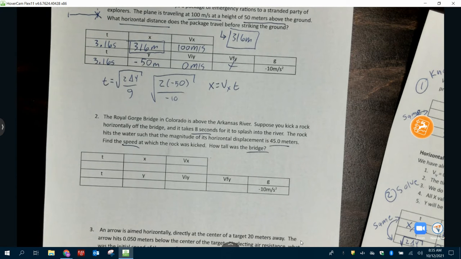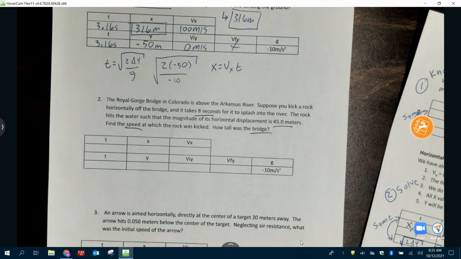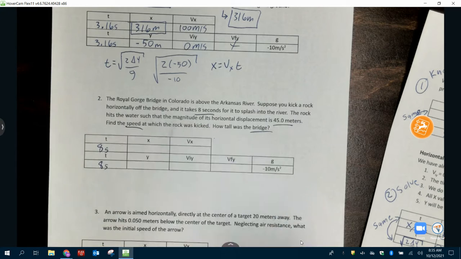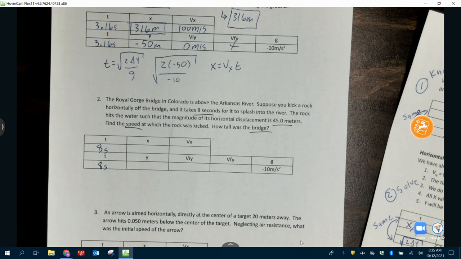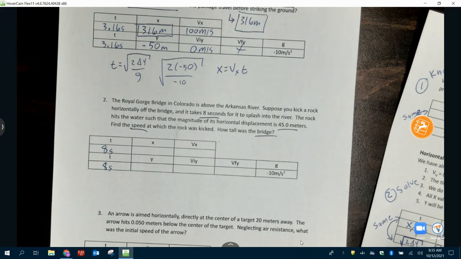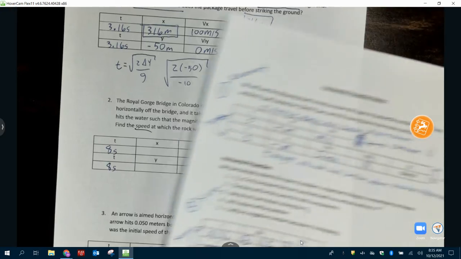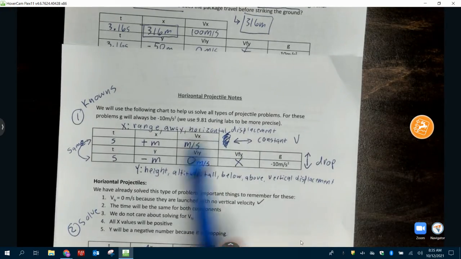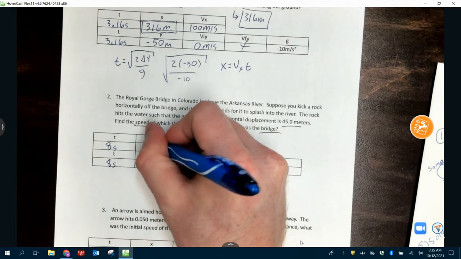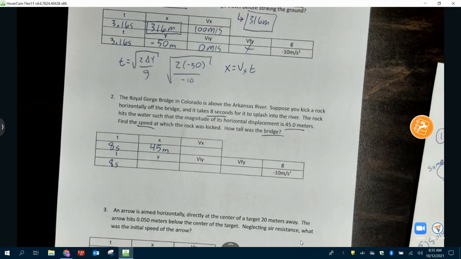What are we given? 8 seconds. And what is that? Time. Which one? The bottom one. Both. They got to be the same number. So, yeah, we're getting both. The rock hits the water. Horizontal displacement is 45 meters. So what is that? How do you know? Keywords I gave you. Wow, I'm so nice. Horizontal displacement. So 45, is it positive or negative? Positive. Always positive.